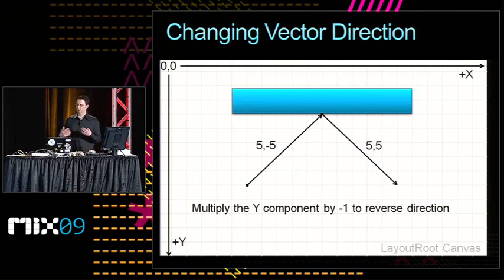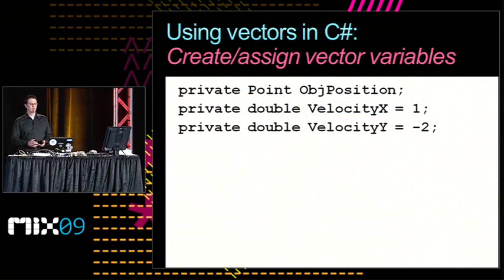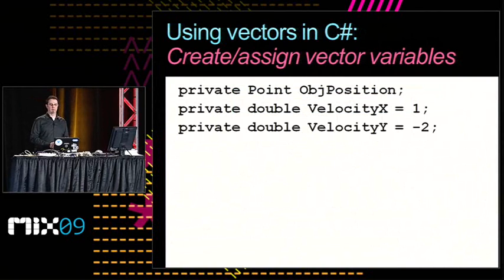So, sounds good in theory. What does it actually look like in code? Start out pretty easily by assigning our vector variables. I'm using a point here called object position to store the actual position of my object in my application. And then 2 double values, one for the x velocity, one for the y velocity. These values that I'm showing here are the ones that I was just using in that example.